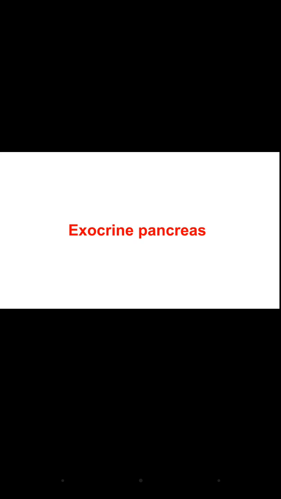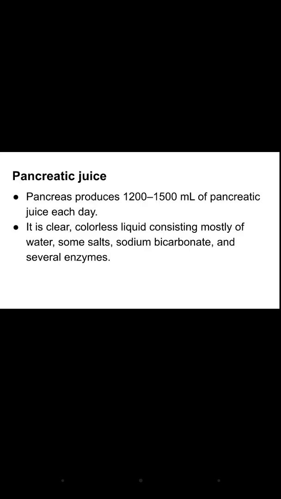First is exocrine pancreas. Pancreatic juice is produced by the acini cells. Each day approximately 1200 to 1500 ml of pancreatic juice is produced. It is clear and colorless, and it contains water, salts, sodium bicarbonate, and various enzymes. We will discuss these enzymes.